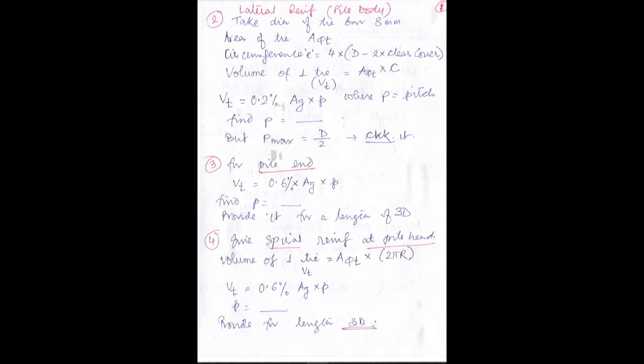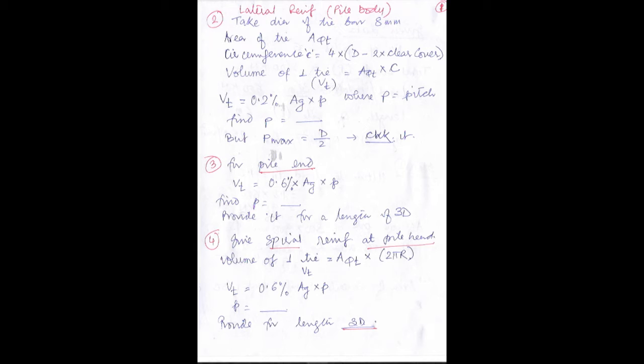Step number 4, last step. A spiral reinforcement is also given at the pile head. Okay, so the volume of one tie, again you have to find it out. Because you are giving the spiral reinforcement, this is the A phi t. A phi t, the tie bar we took was 8 millimeter diameter, so A phi t will be pi by 4 d square, that value multiplied by 2 pi r, because here you are providing the spiral, so the circumference will be 2 pi r.